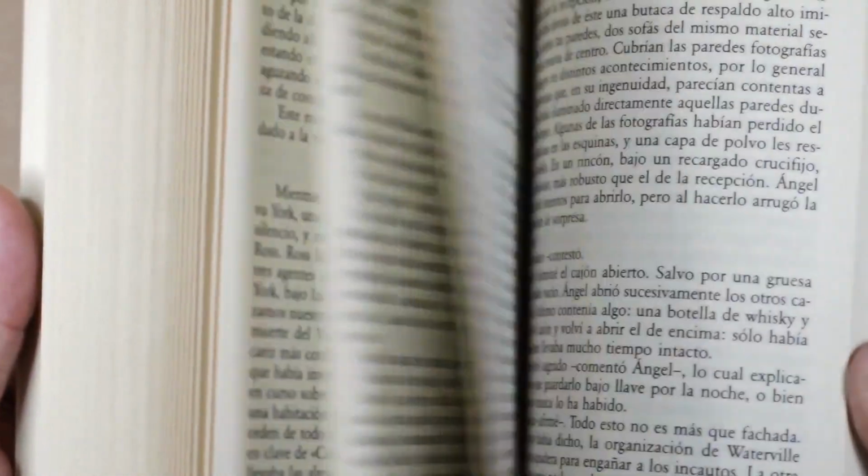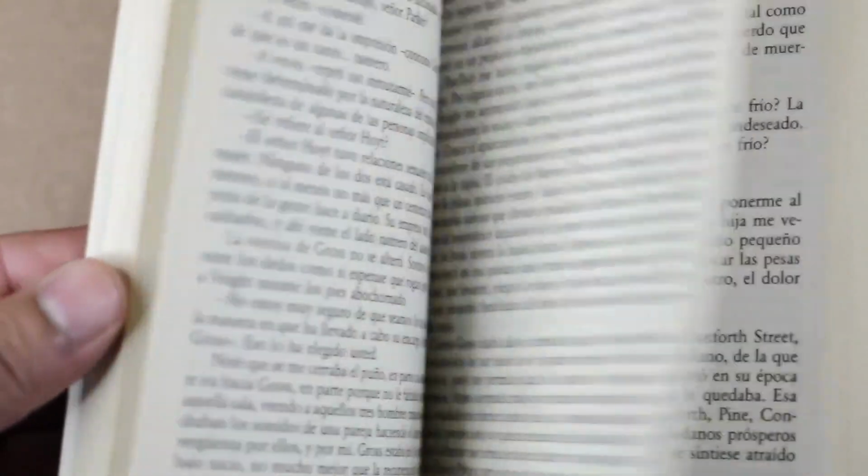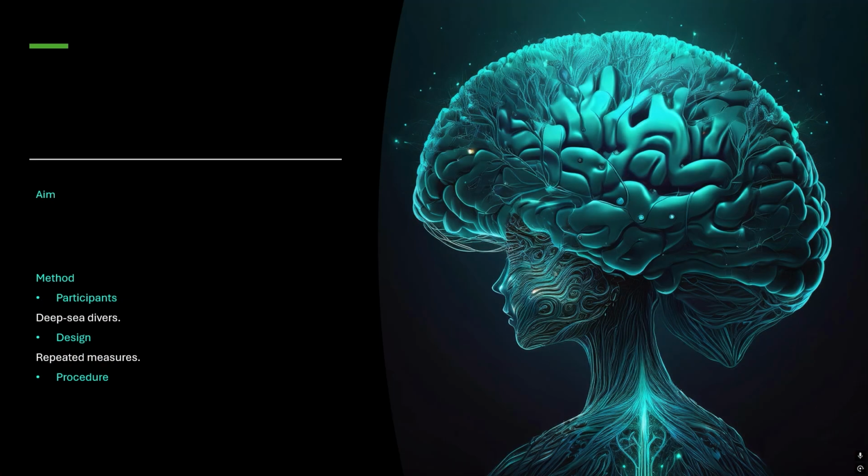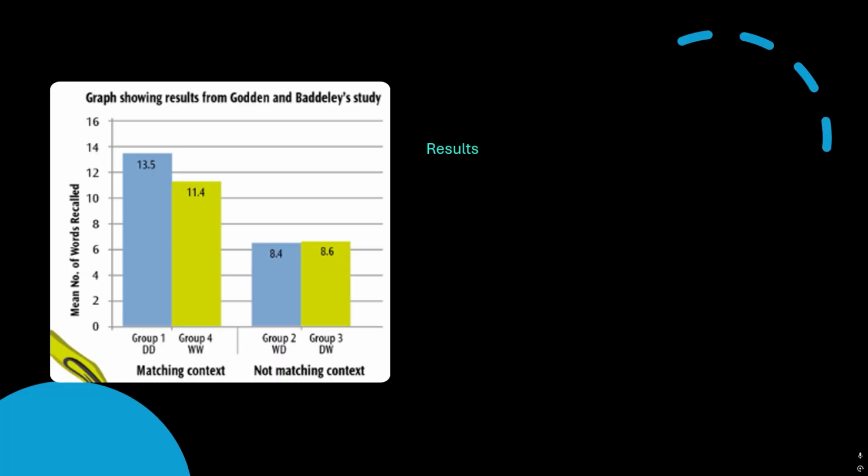They were then asked to recall the words either in the same environment or in a different environment, creating 4 different conditions. So land-land, land-water, water-land, or water-water. Those were the different conditions in which they learned the information and needed to recall that information. So what do you think happened? Well, I'll tell you. The results.